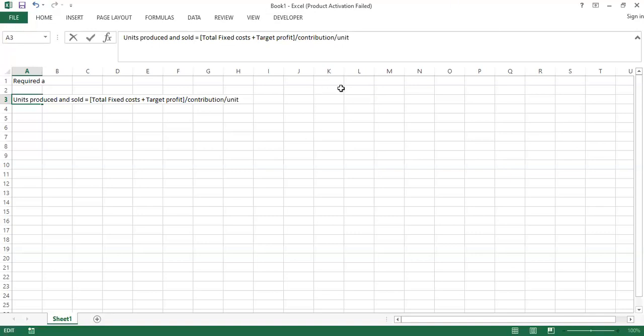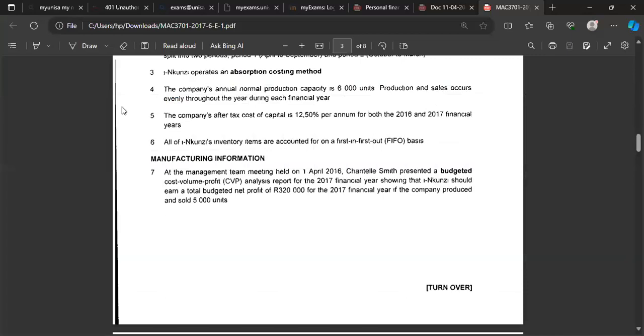Are we together so far? If we are not together, please just show by unmuting yourself and saying something. There's somewhere where we are already missing each other. All right, so what do we need now? It's total units produced and sold. So let's go and fetch that information there.